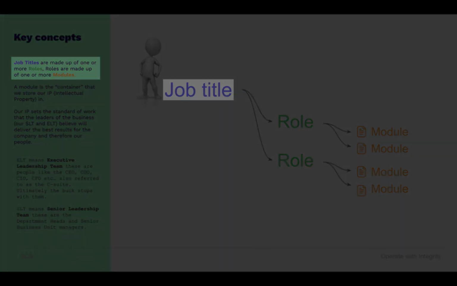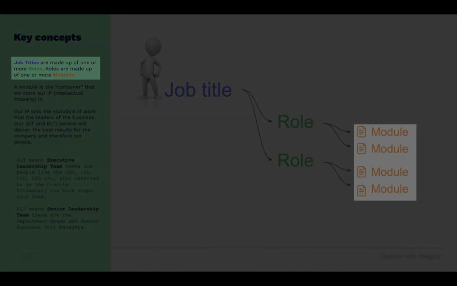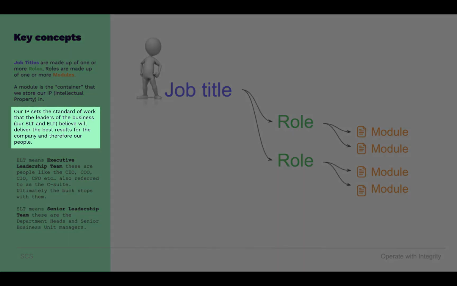So some key concepts. Job titles are made up of one or more roles. Roles are made up of one or more modules. A module, and I'm going to talk about this a little bit more on the next slide, is a container. If you can think of it like a bucket, it's what we store our IP in. Our IP sets the standard of work that the leaders of the business, that's our SLT and our ELT, believe will deliver the best results for the company and therefore our people.